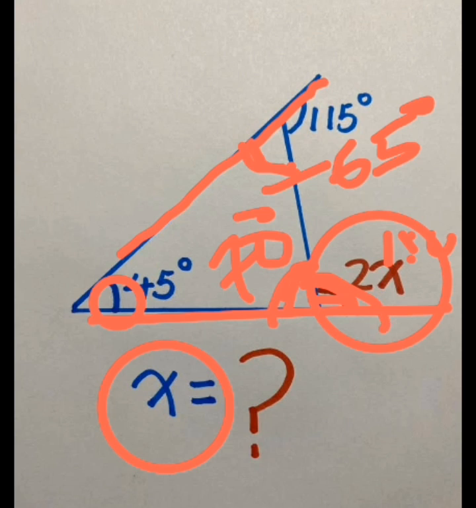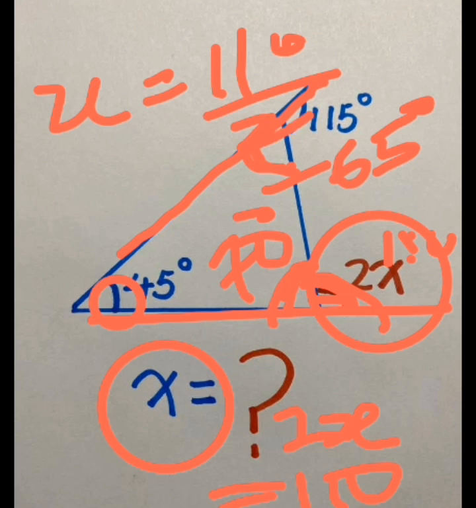And we are told that this angle is 2x. It simply means that 2x is equal to 110. So if 2x is 110, it simply means that x equals 110 over 2, which is 55 degrees. So the answer to this question is 55 degrees.